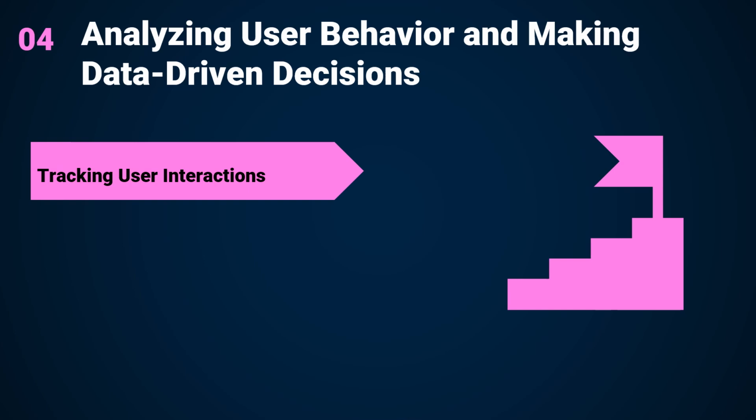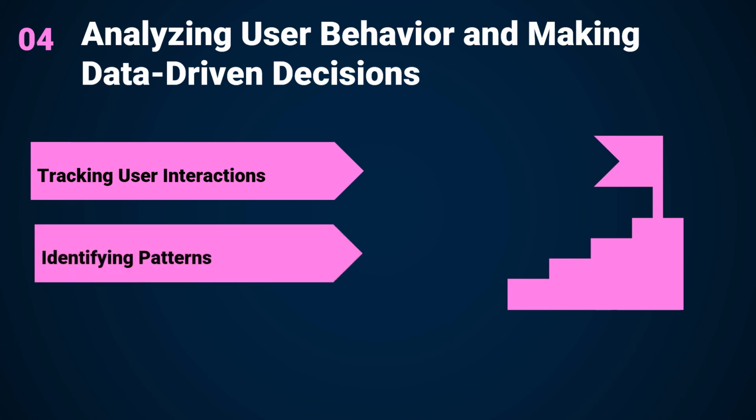To better understand user behavior, it is essential to use analytics tools to track user interactions on your website. By monitoring metrics such as page views, click-through rates, bounce rates, and session durations, you can gain insights into how users navigate and engage with your site. By analyzing the data collected from user interactions, you can identify patterns and trends. These patterns can include common navigation paths, popular content, and areas where users tend to drop off. Understanding these patterns can help you optimize your website's design and content to better meet user needs and expectations.